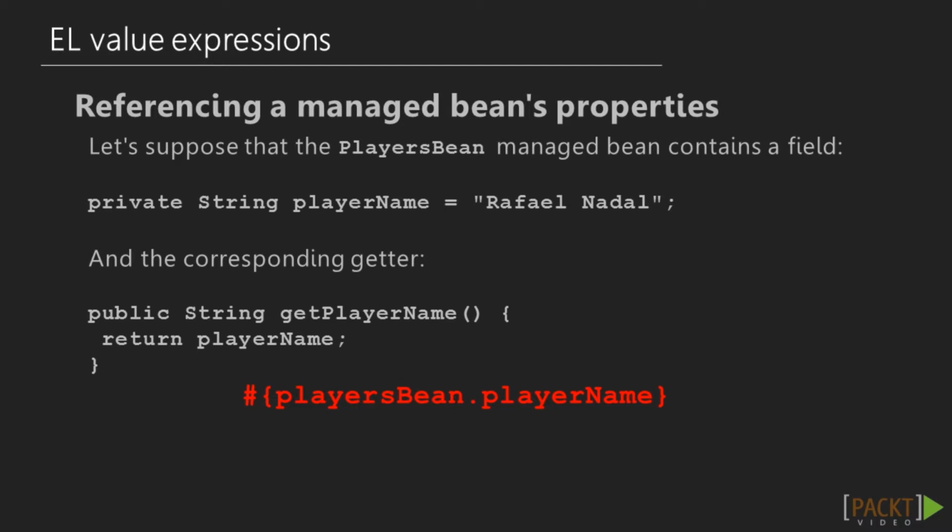Alternatively, this expression can also use the square brackets notation, as shown in the following line of code. JavaServer Faces evaluates this expression from left to right. First, it searches for the player's bean in all available scopes, such as request, session, and application. Then, the bean is instantiated and the getPlayerName getter method is invoked. Notice that in the case of Boolean properties, the getter method will be prefixed with is instead of get.